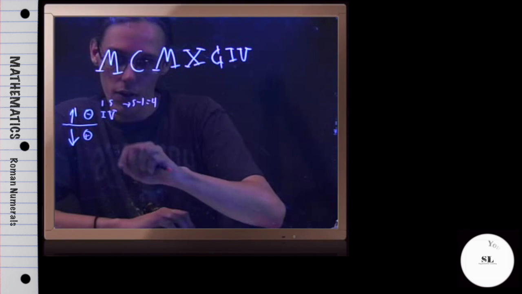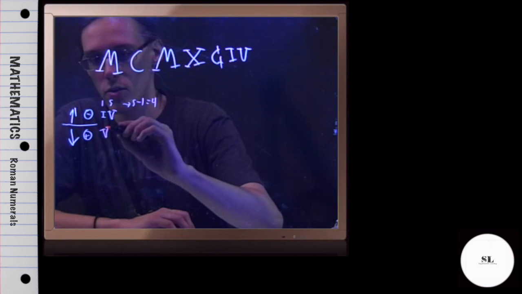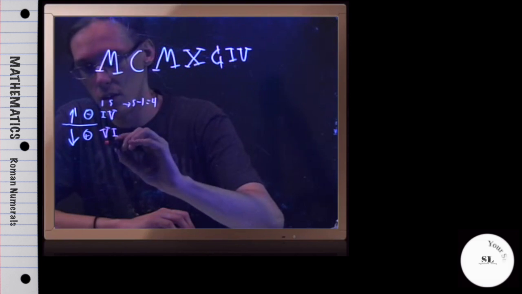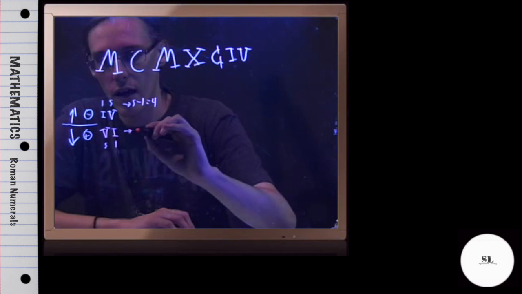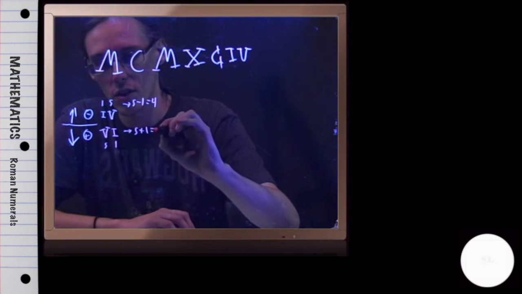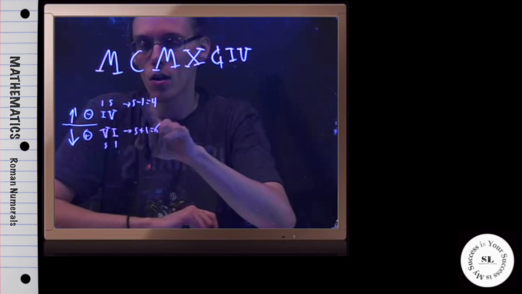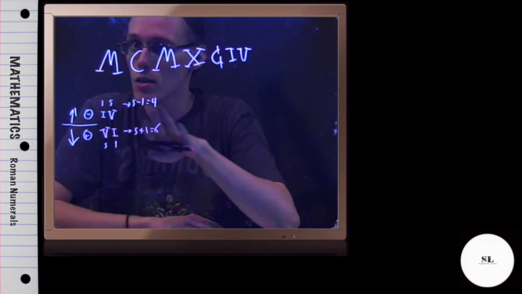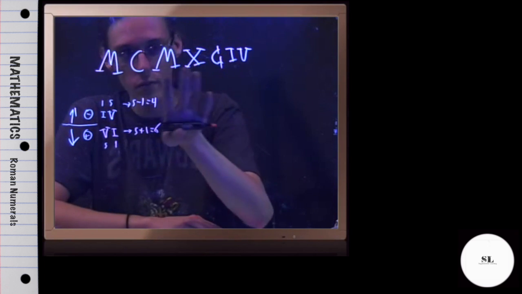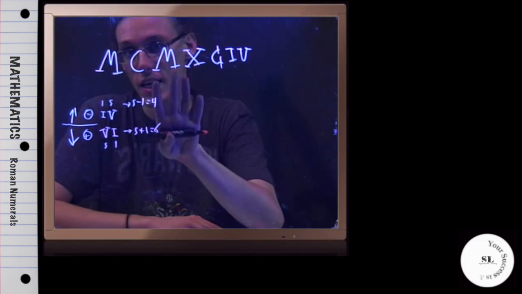Whereas if I decrease in value as I go from left to right, so VI, remember this is 5 and this is 1, this would be 5 plus 1, which is 6. And this is the hardest thing, the trickiest thing about Roman numerals. The only way to get used to it and get quick with it is to do plenty of examples. So let's go into this one right here.